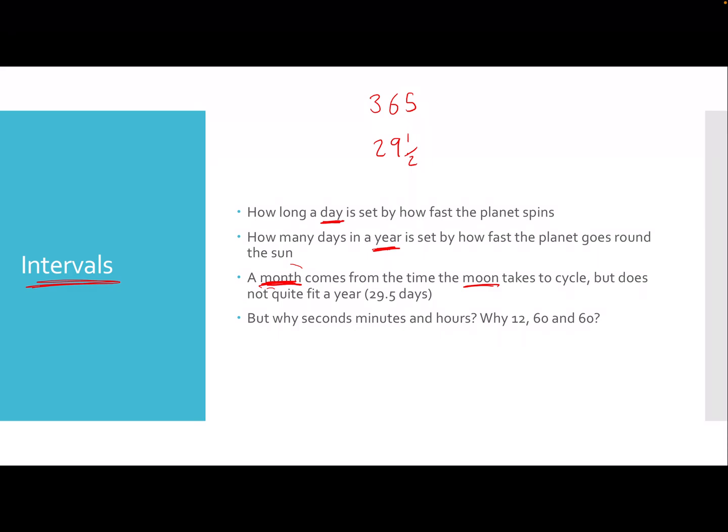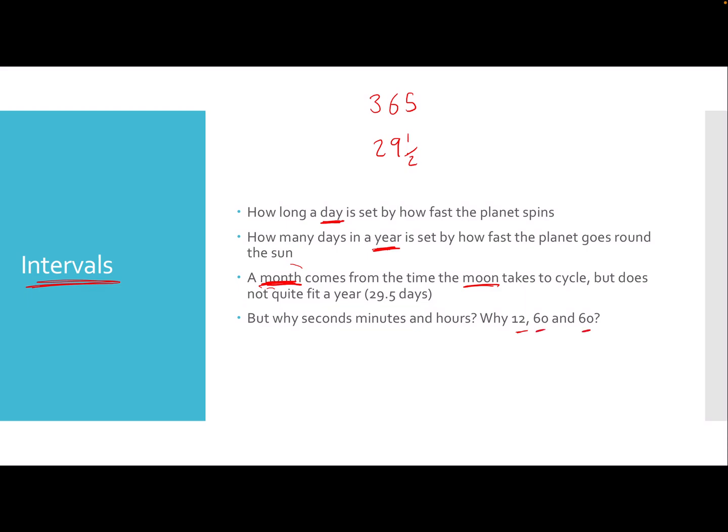The Greeks had 10 months for a while, and then 60 days that they just didn't bother to put in a month. Just didn't think it was worth it. So, months, you have got a bit of flexibility. But why seconds and minutes and hours? Why 12 and 60 and 60?